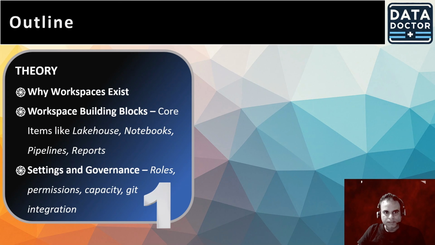We'll dive deep into this topic, and this is going to be the outline of this presentation. It will have two parts. In part one, we are going to cover the theory. First of all, we'll see why Fabric Workspaces exist. We will also have a look at the workspace's building blocks, which means we'll discuss the core items, including Lakehouse, Notebook, Pipeline, and reports. We'll see the settings and governance possible in workspaces, meaning roles, permissions, capacity, and the Git integration topic.